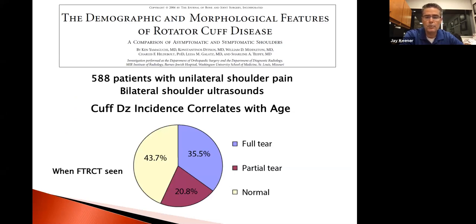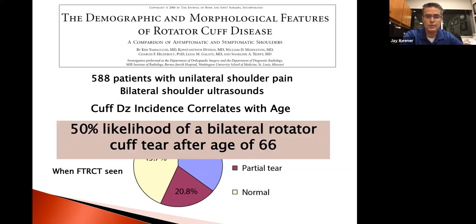One of the seminal articles describing the correlation of degenerative tears with age was done by my partner and mentor, Dr. Yamaguchi. He did an interesting study where he looked at close to 600 patients with unilateral shoulder pain, and they performed bilateral shoulder ultrasounds. They found that about 36% of patients had a full thickness tear in their contralateral shoulder, but no symptoms, and 21% of them had partial tears. And if you look at the age distribution, if you present with a unilateral painful shoulder and you're 66 years of age or older, there's a 50% likelihood that you have a tear in your opposite shoulder.